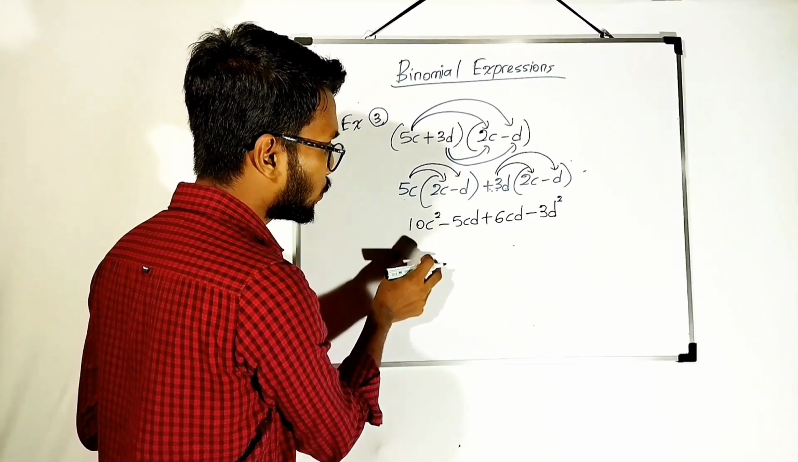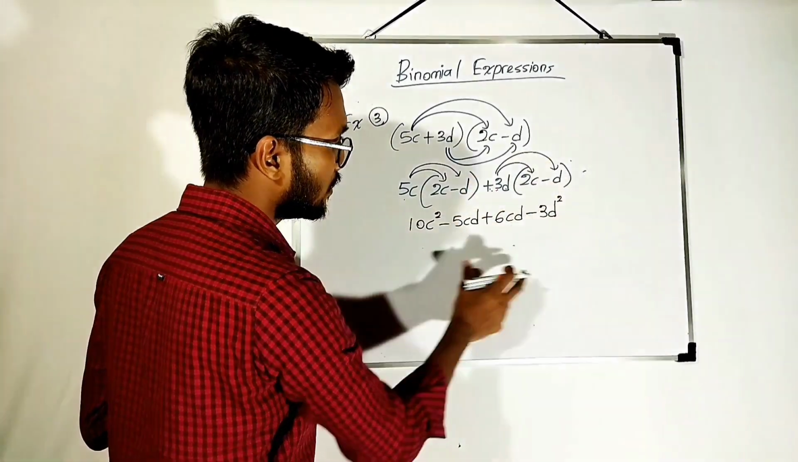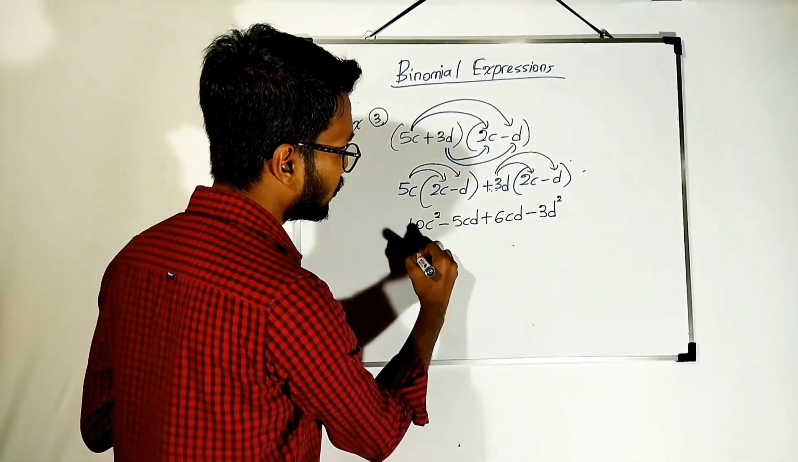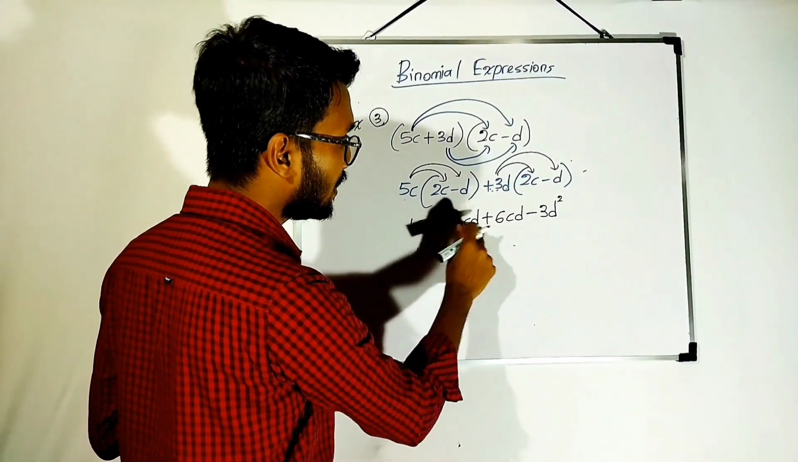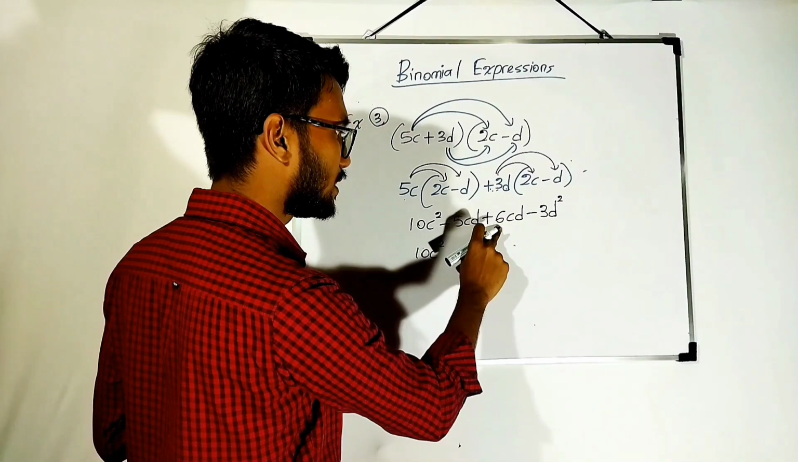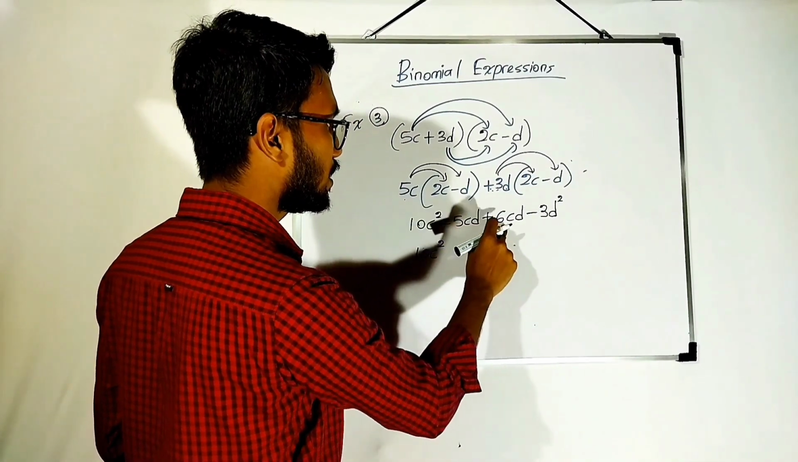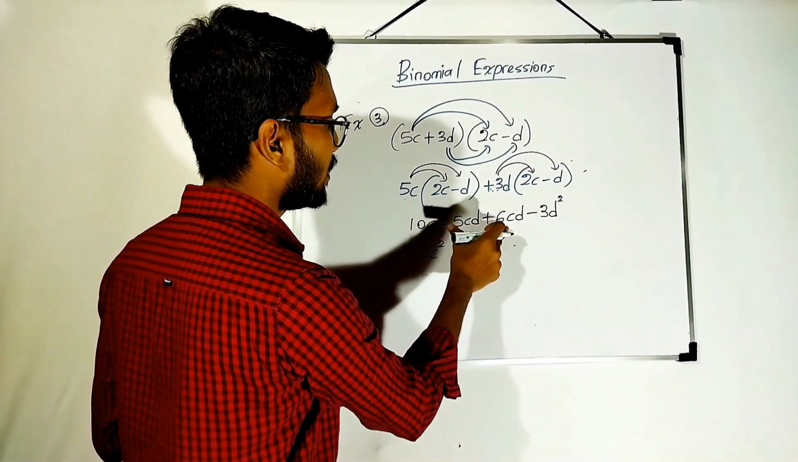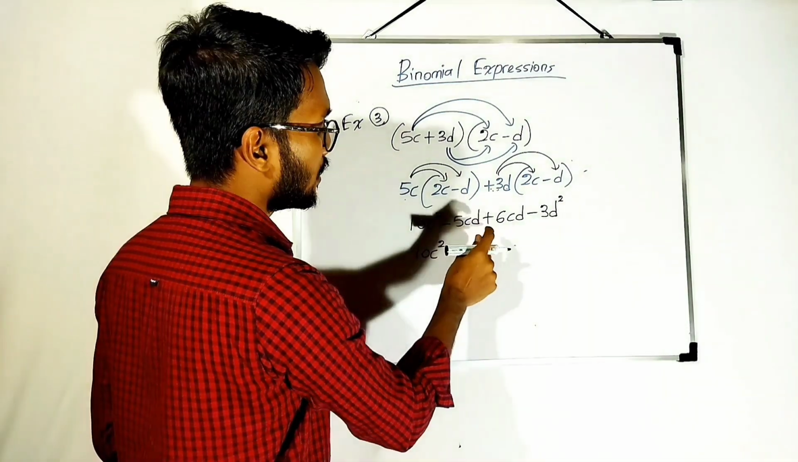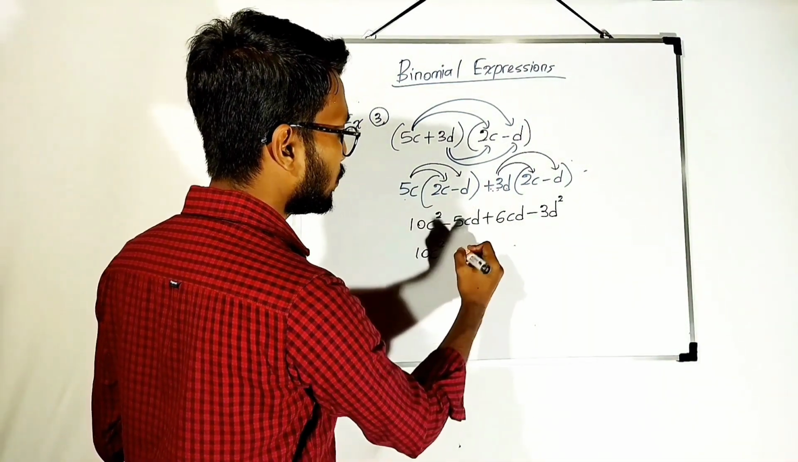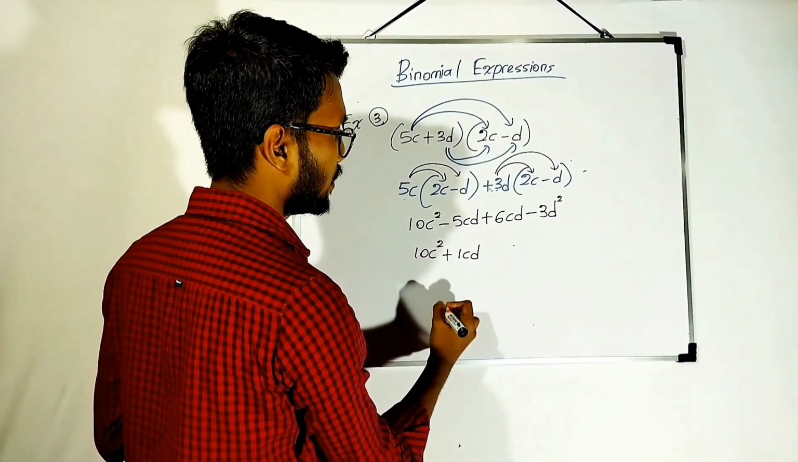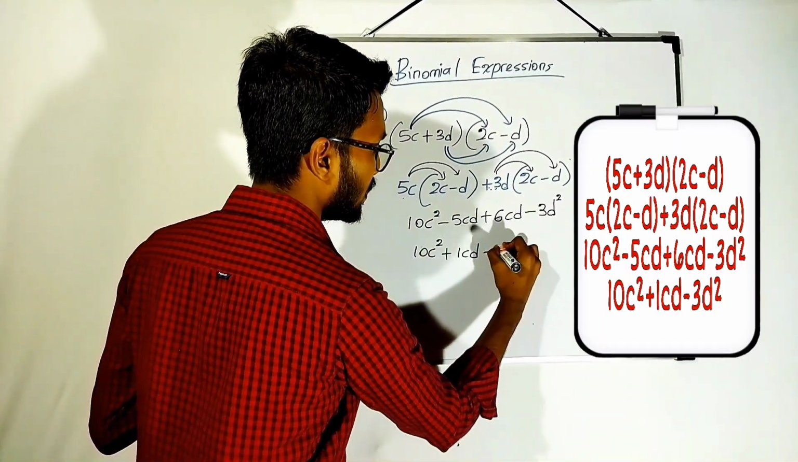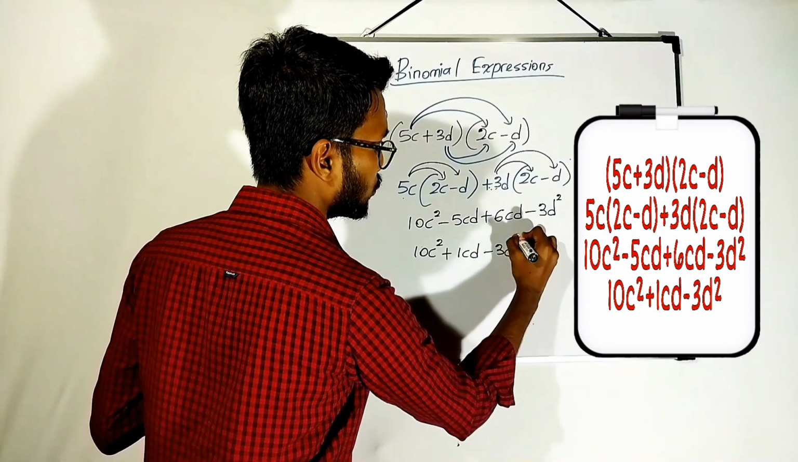Here there are no other c squared terms, so we can put this c squared term, 10c squared. And here minus 5cd and here also plus 6cd. Then we can find the difference between those two numbers. What is the largest number? 6. Then 1cd but plus, and put this minus 3d squared.